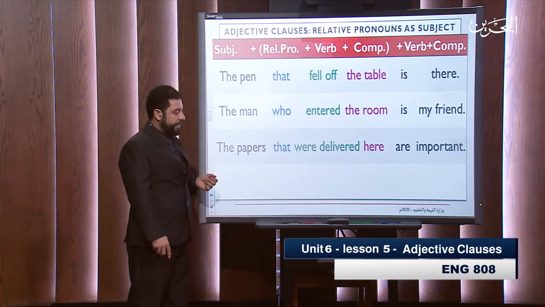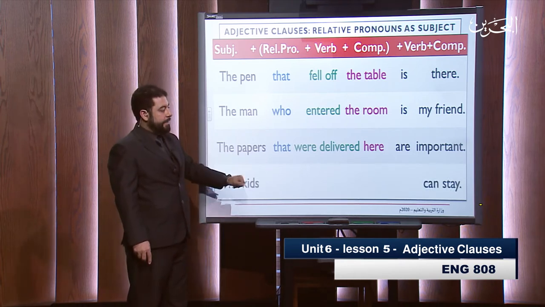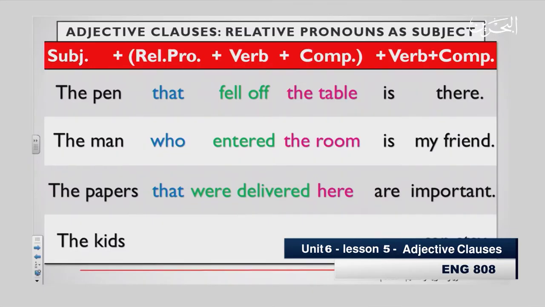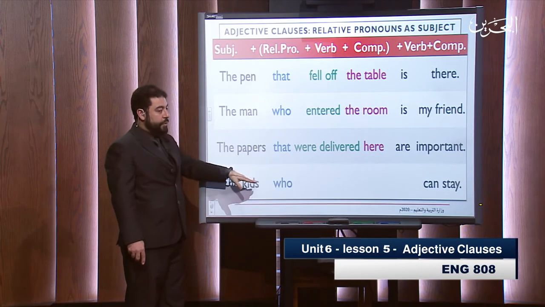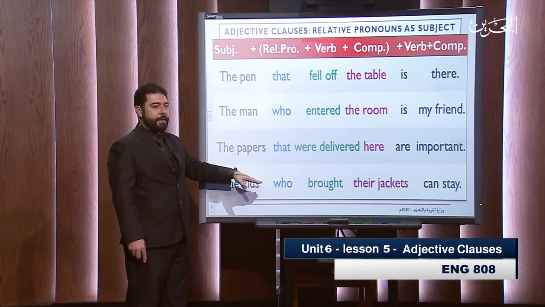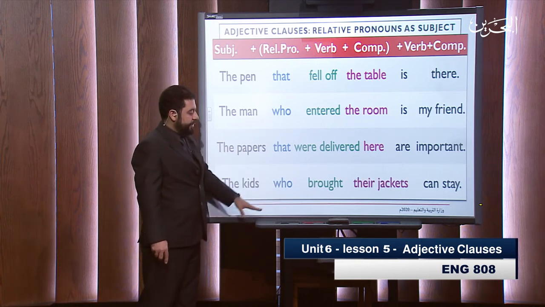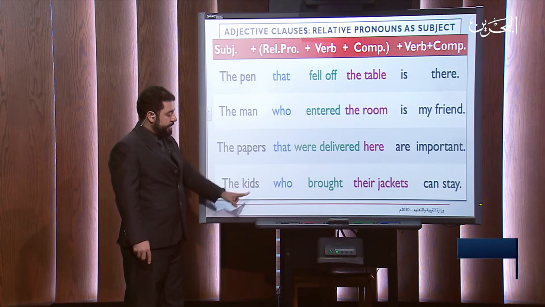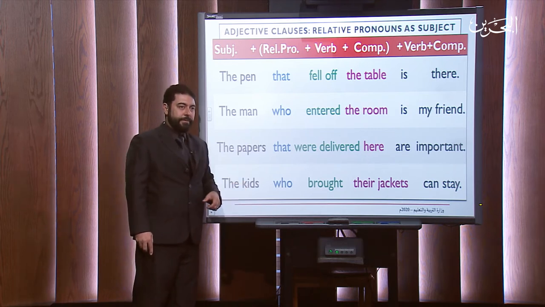Okay, let's check a fourth example. The kids can stay. You see, I changed the verb from is or are, and I add a modal, which is can, plus the verb, can stay. The kids who brought their jackets can stay. You see? Who brought their jackets, this clause is describing kids. That is why we call it an adjective clause.